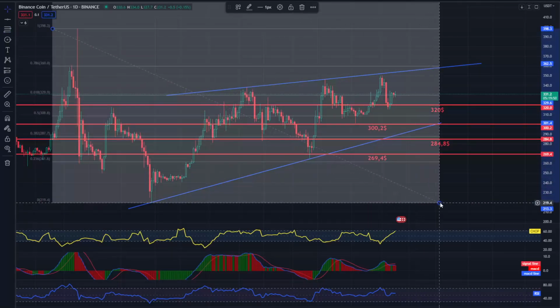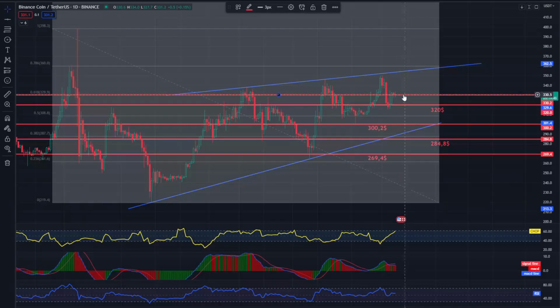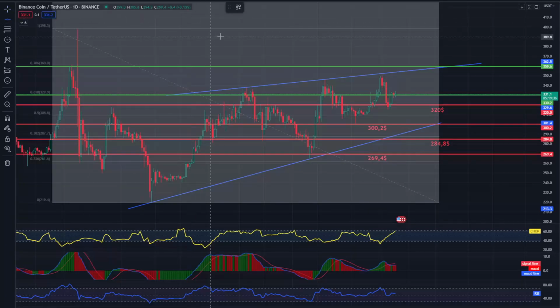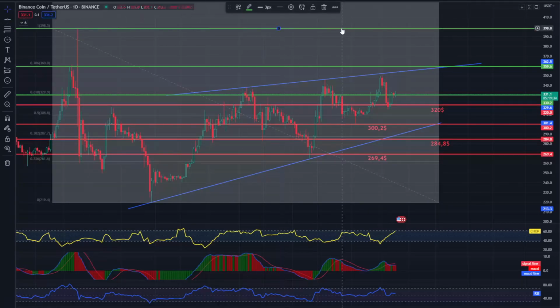Looking the other way, we see that the price is testing the resistance area at $330.20. If it is successfully tested, the price may move towards the resistance at $359.60 and further to the resistance around $398.60.